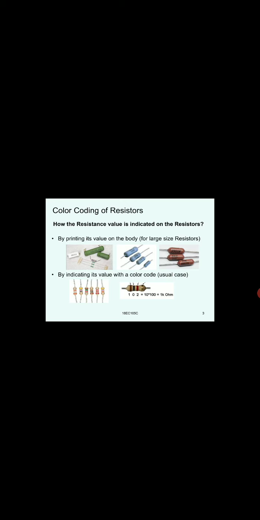So the second method is indicating the value with a color code. This is a regular way and common for every electronics engineer. They understand that. You can see here the color codes of various resistors marked in the figure below, where it is written as 1, 0, 2 and so on. We'll be learning this in the next classes.